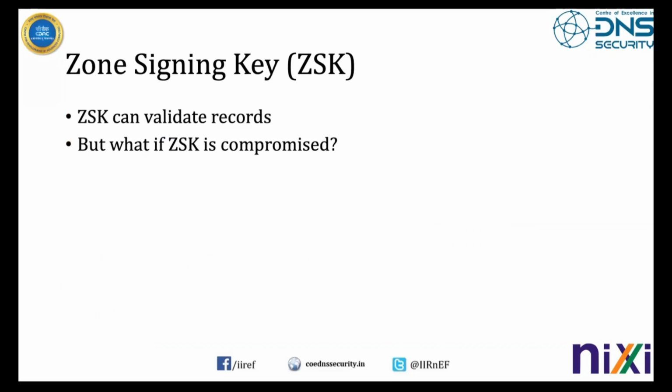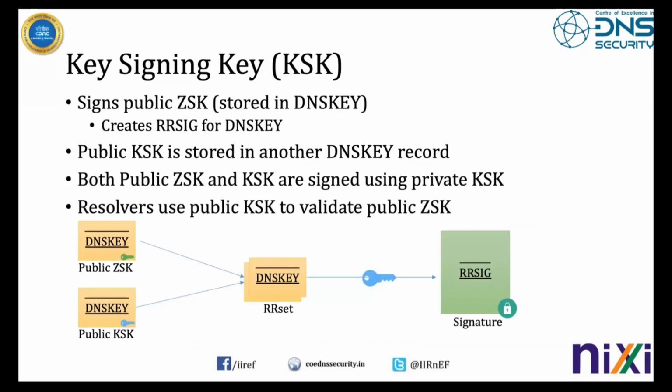Now, the thing is that the zone signing key, we can use it to validate all the records. But what if the zone signing key itself is compromised? Somehow it is known to others. Now, as an added layer of security, in DNSSEC, we have another signing key, which is called the key signing key. So what does it do? The key signing key basically signs the DNS key. Okay. So it will basically create a resource record signature for the DNS key.